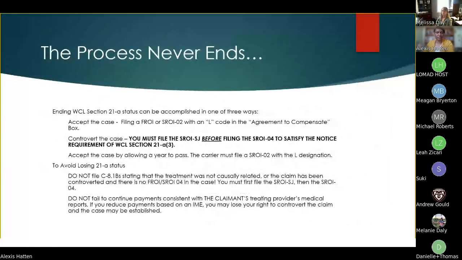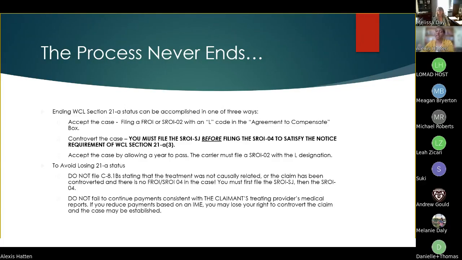So again, continuing on. When you want to controvert the case, you file the notice that you're terminating benefits, the SROI SJ. Okay, so you file the SROI SJ before filing the SROI 04 to satisfy the notice requirement under 21A3. That's one way of ending 21A status, by controverting the claim.